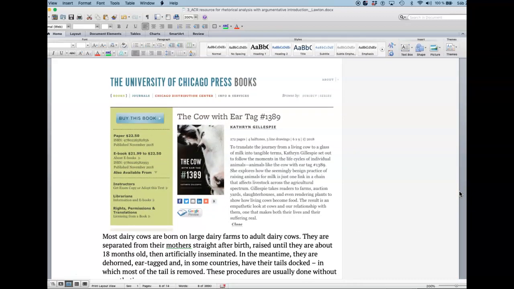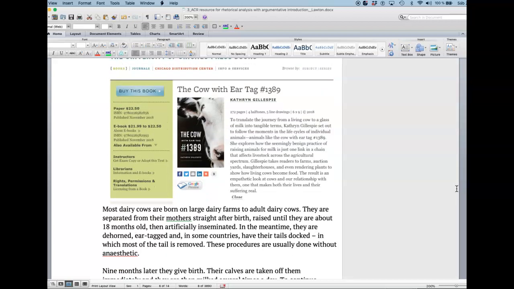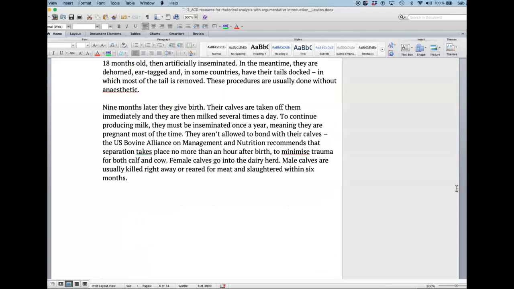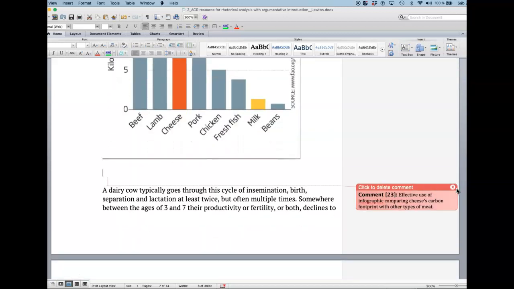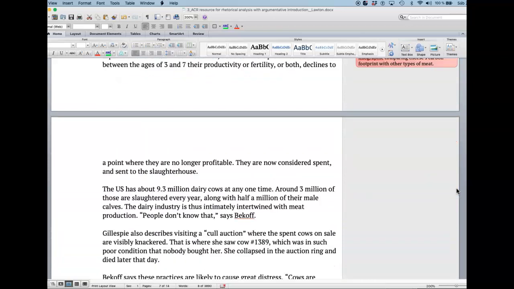tells the story of a cow from the day the cow was born until it was taken to the slaughterhouse. And unfortunately, this cow died before he went through the auction. And so by doing this, he's trying to raise awareness. He's trying to make people feel empathy for the issue.